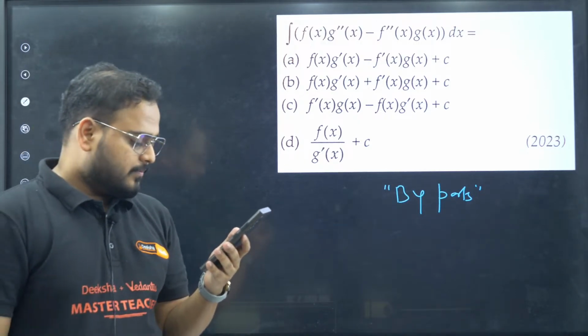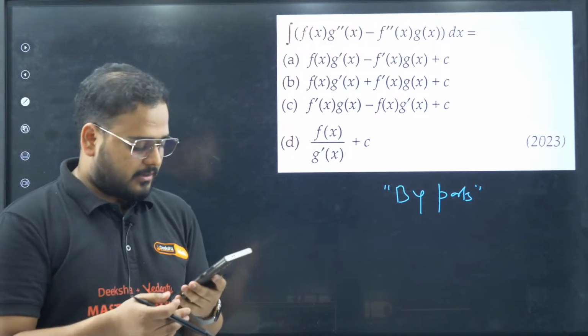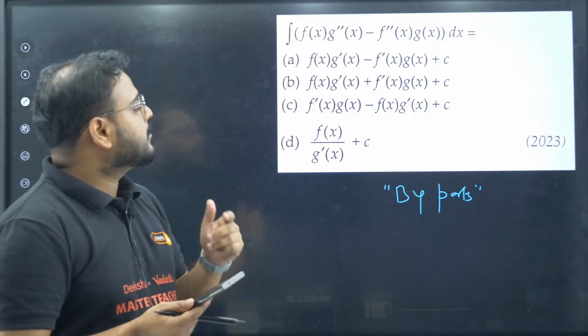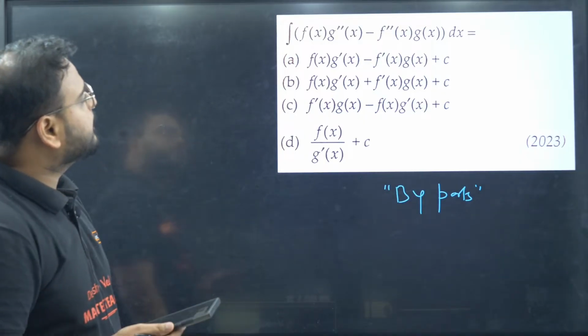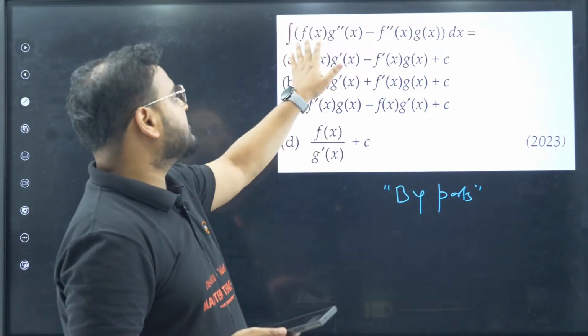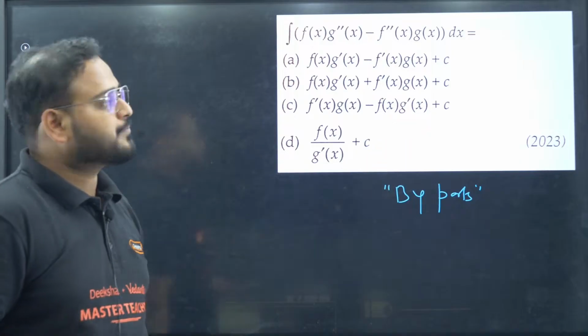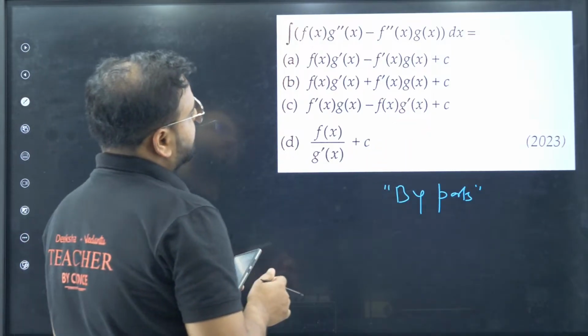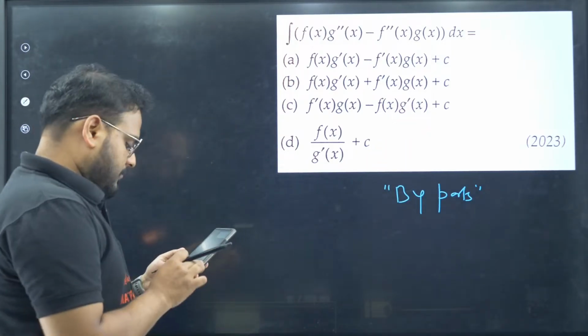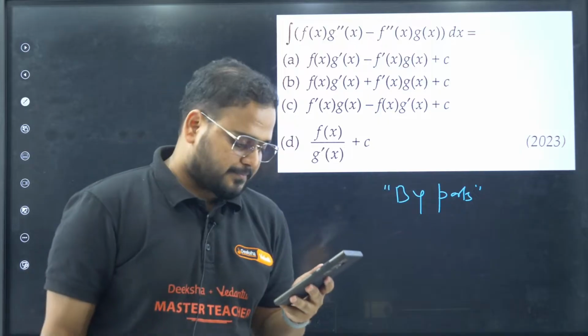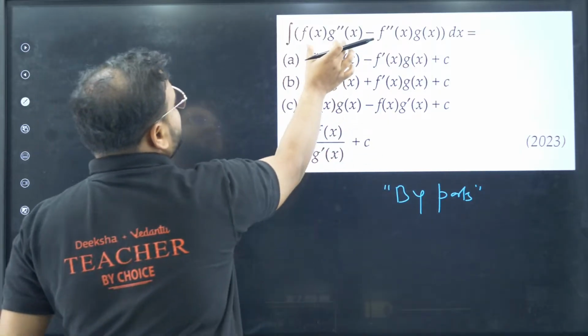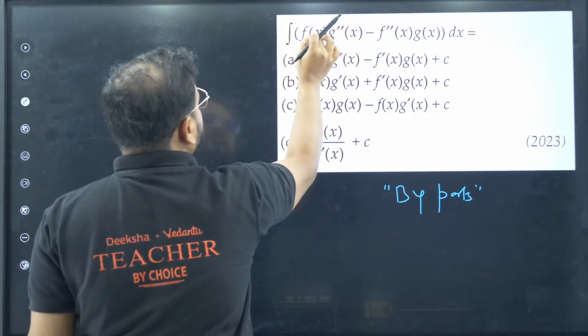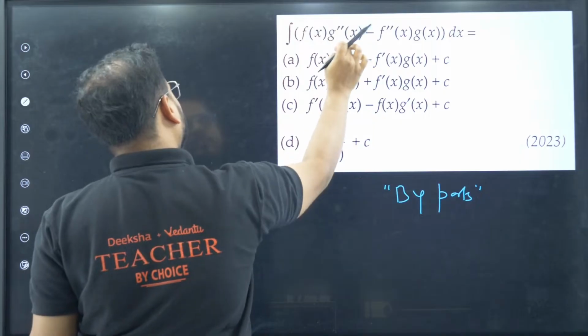I think Saurav is replying that he doesn't have any doubt. Okay. So by parts, please solve this problem. You have to apply this individually to both the terms. Answer from anyone? So let me solve it only. We're going to take this as second function, this as first function. Reason being we have a derivative over here, that's why.